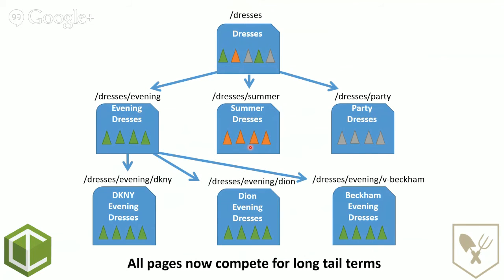And ideally, you'll end up with something like this. Every page in your category system will be targeting a different long tail term. And like we showed you before, that's really what you need to rank for some of these terms. You're never going to rank for the term DKNY evening dresses if you only have a dresses page.